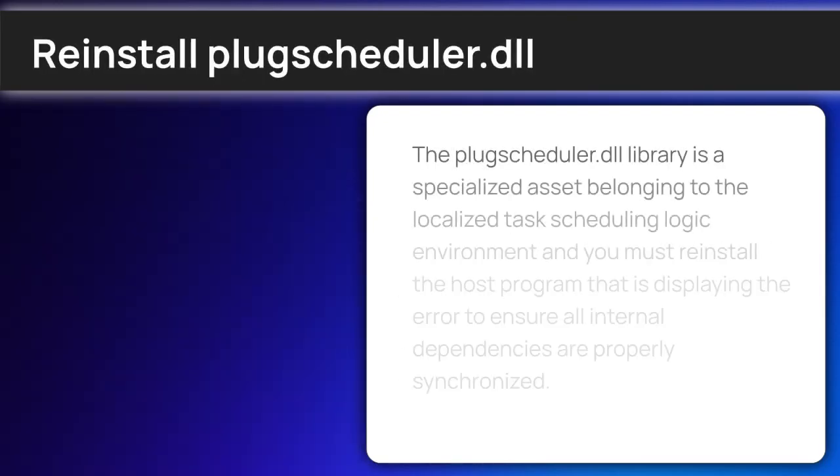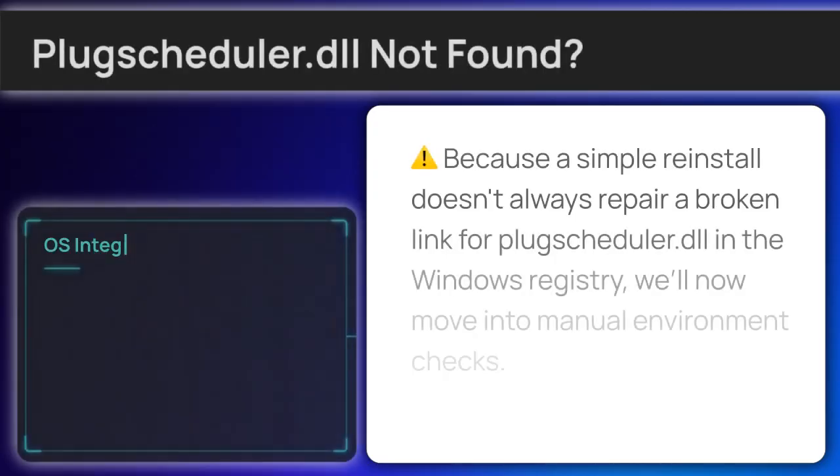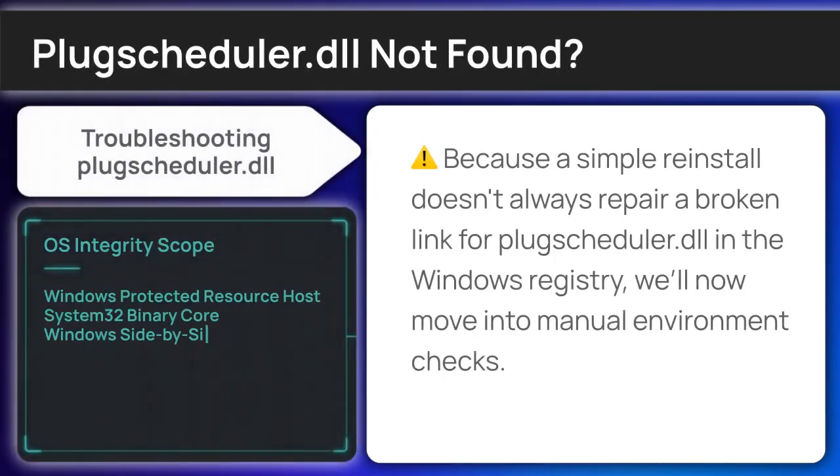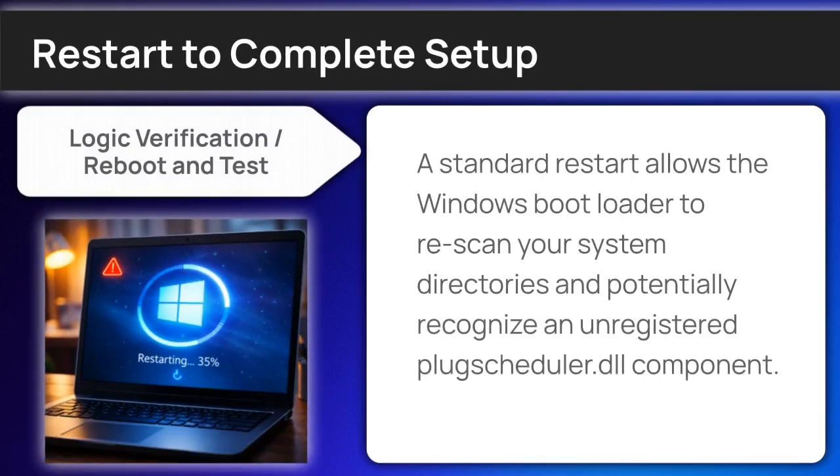The Plugscheduler module DLL library is a specialized asset belonging to the localized task scheduling logic environment, and you must reinstall the host program that is displaying the error to ensure all internal dependencies are properly synchronized. If a standard reinstallation doesn't restore the library, we need to verify if the system environment is properly recognizing the new components. Performing a restart can determine if the error is just a transient environment glitch. A reboot refreshes your system's path variables and can sometimes re-establish a broken link to the Plugscheduler module file.